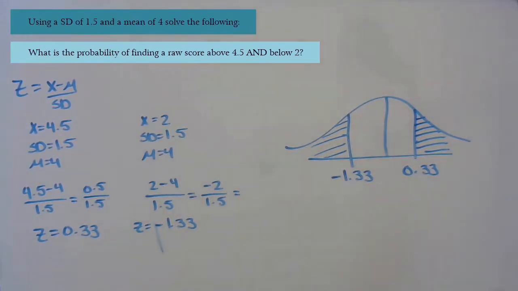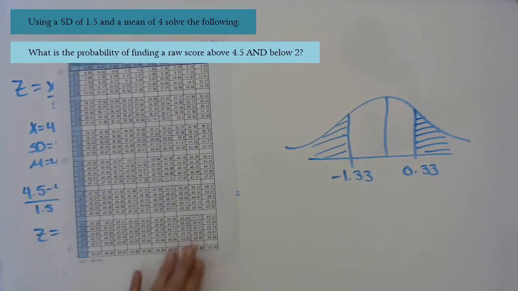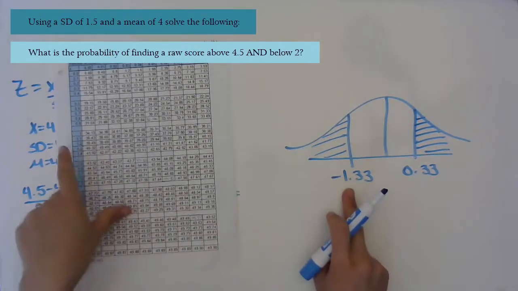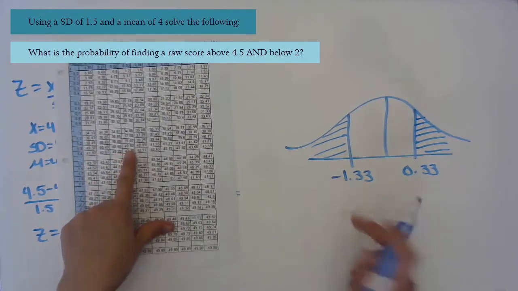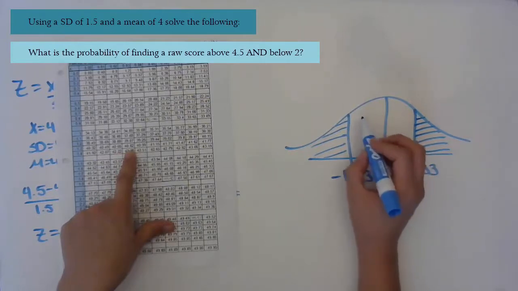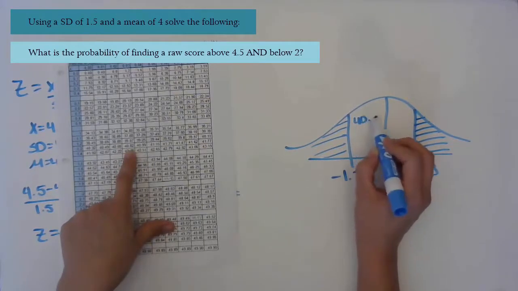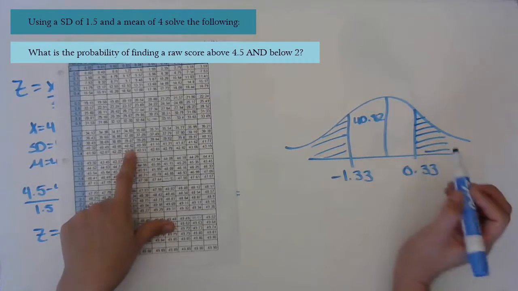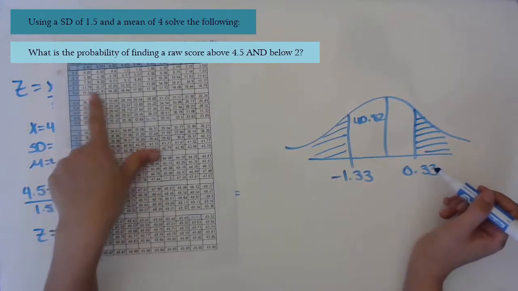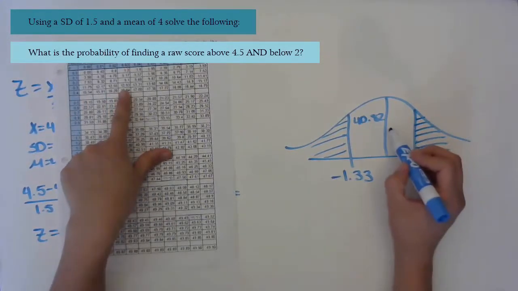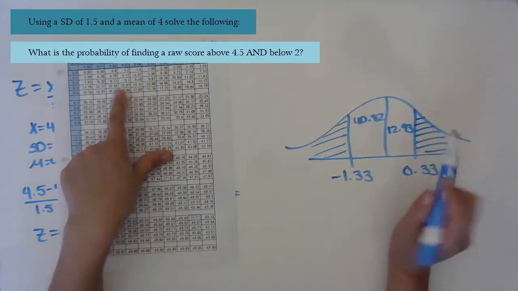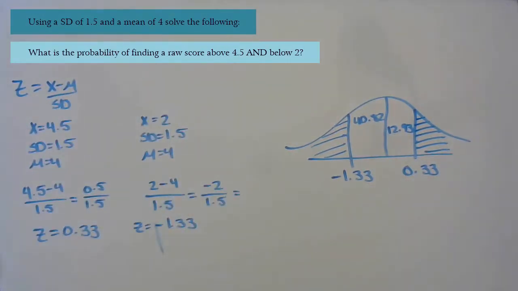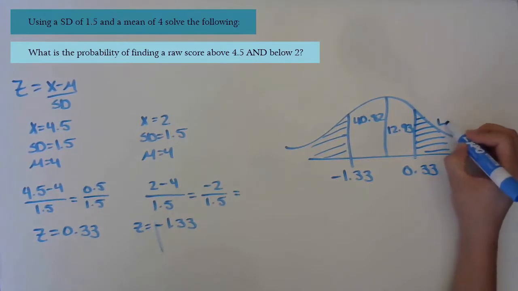Okay, so go ahead and pull out our sheet here. We are looking for 1.33. So that means that this area here is 40.82%. And then we have 0.33. So that means that this area is 12.93%. Okay. So let's find this area first.